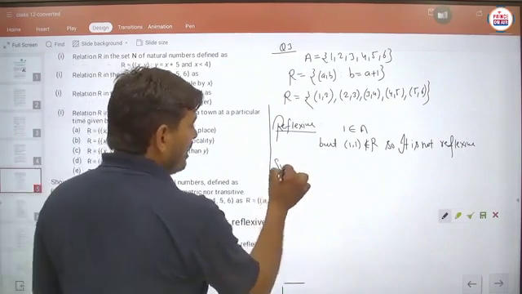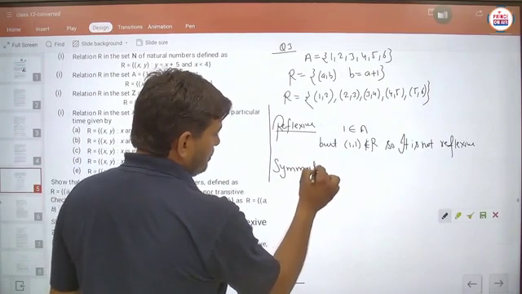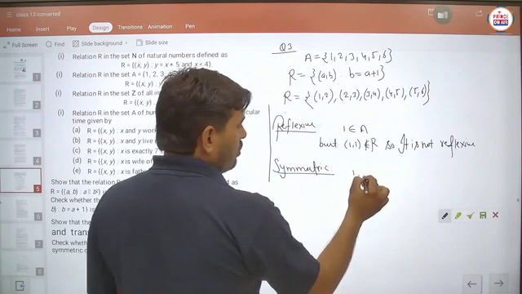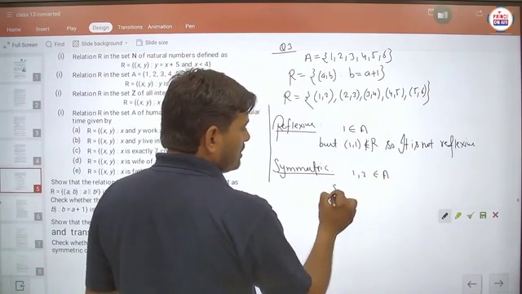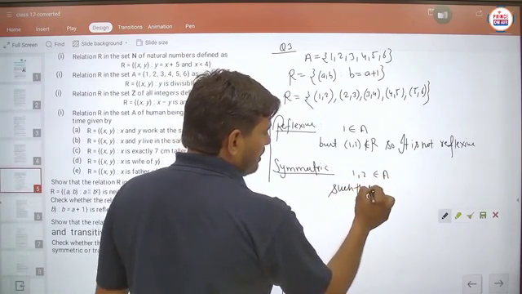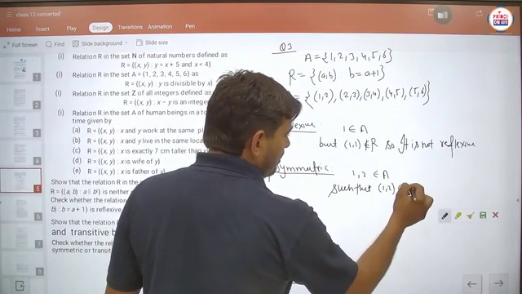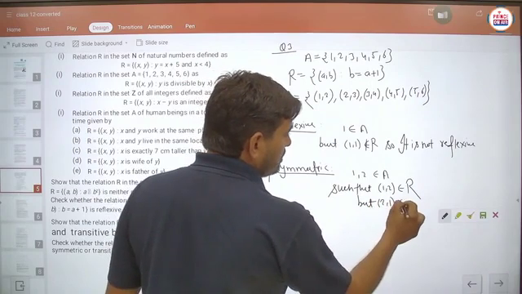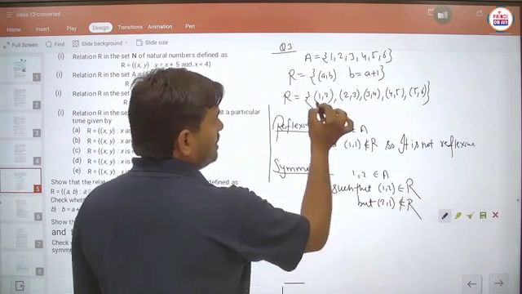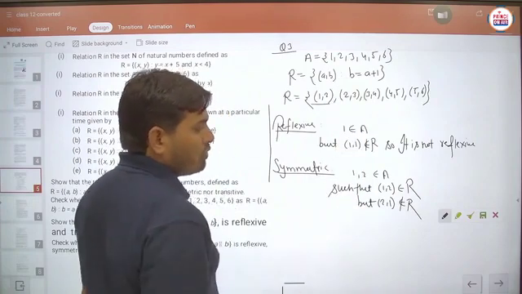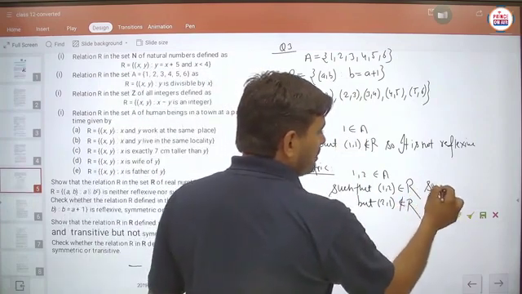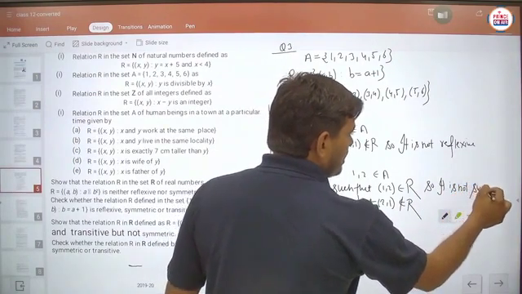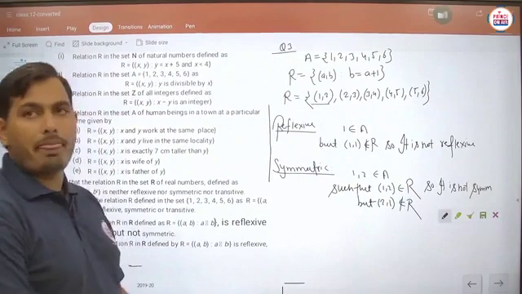Next is the symmetric. Basically student, symmetric is again a very simple case, because here you can say that 1, 2 both belong to A such that 1, 2 belongs to R, but 2, 1 does not belong to R. Here 1, 2 is there, but 2, 1 is not there. So it is not symmetric. This relation is not said to be symmetric. Is it clear?